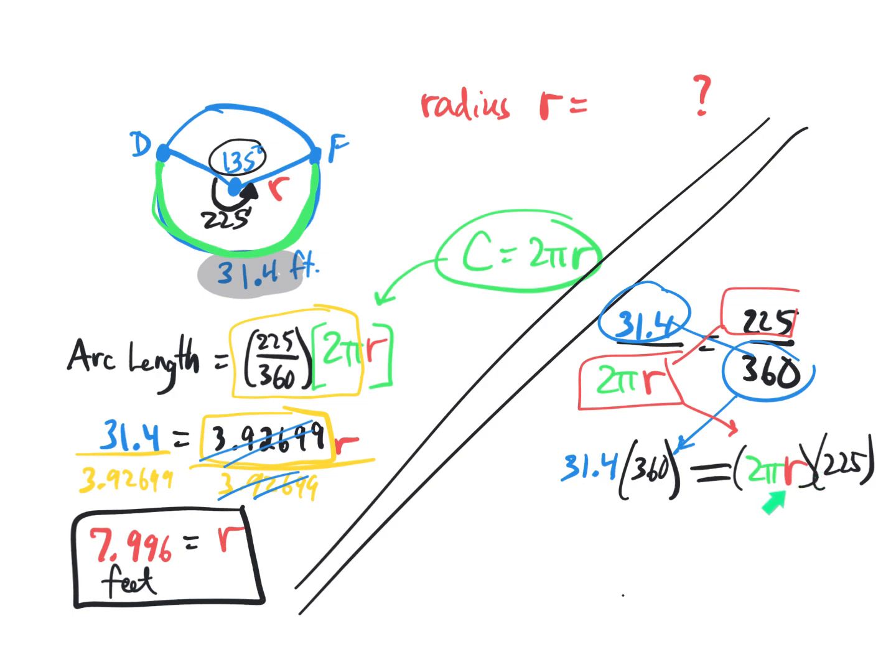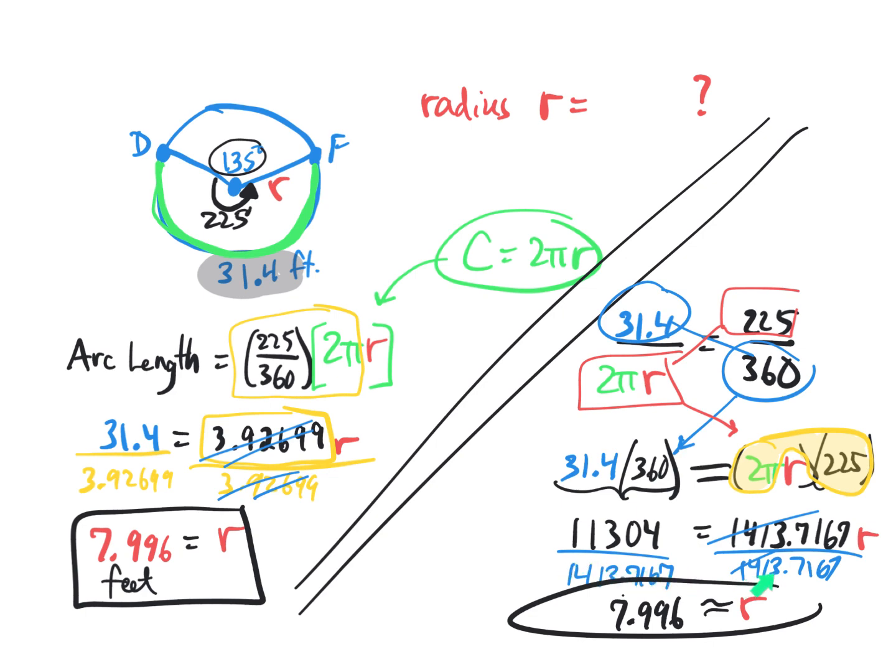And if we solve for r, well, let's go ahead and use our calculator first. If we multiply these numbers, we get 11,304. If we multiply 2 times pi times 225, we get about 1,413.7167 times r. And we want to know what that r is, so we'll divide both sides by that number, and we get the same exact value.